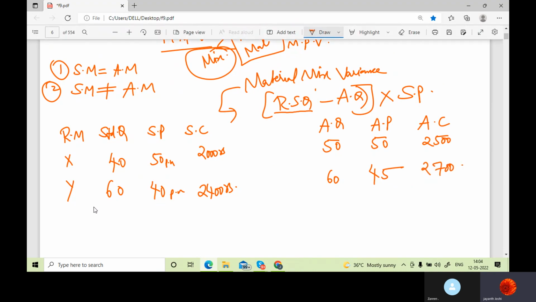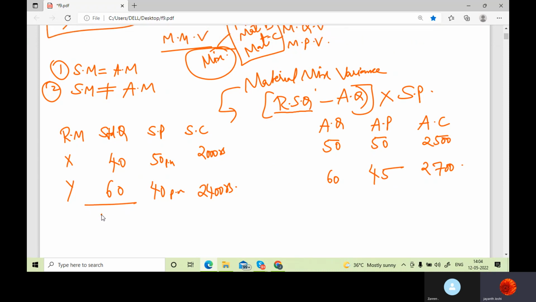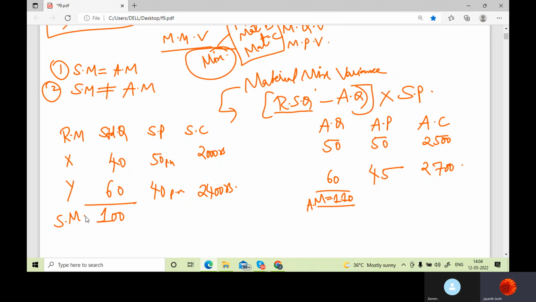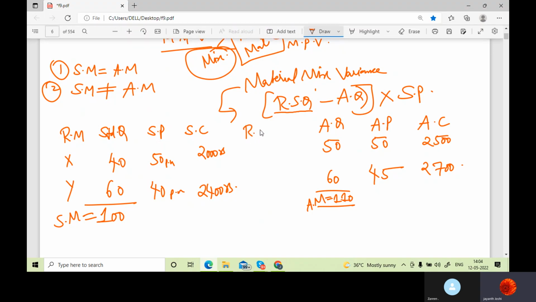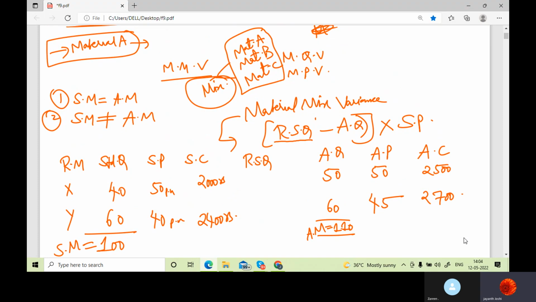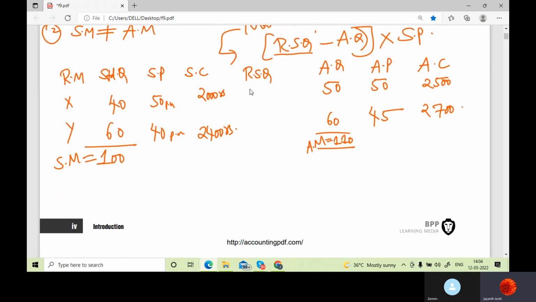Now we will do one thing. We'll see the mix. So here it is 100. It's called standard mix, and the actual mix is 110. So you can see here standard mix is not equal to actual mix. When standard mix is not equal to actual mix, we have to find out the revised standard quantity, or revised quantity, whatever you want to say. So how do we find out the revised standard quantity? Very simple.